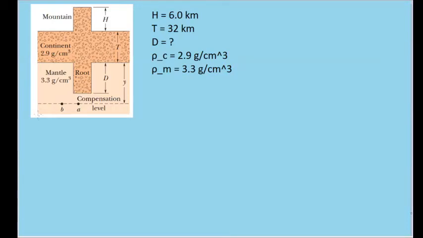In this problem, we're told to treat this compensation level depth as though the pressure there, due to the crust and the mantle above it, is completely equal everywhere at this depth. Now we want to find d, this value right here, the depth of the mountain's root into the ground.